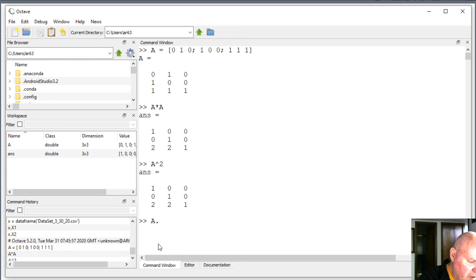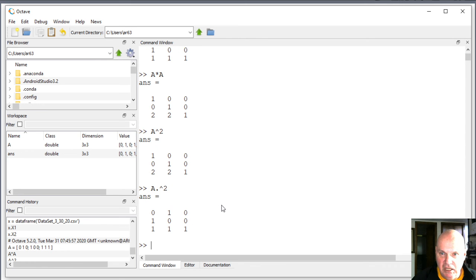Notice I get a different result if I do dot A squared. What this gives me is actually, let me pull up A again so we can compare A and A squared. A dot squared is the square of every element in A. So 1 squared is 1, but what I want is A squared or A cubed. A cubed is A times A times A. I get the same result there.